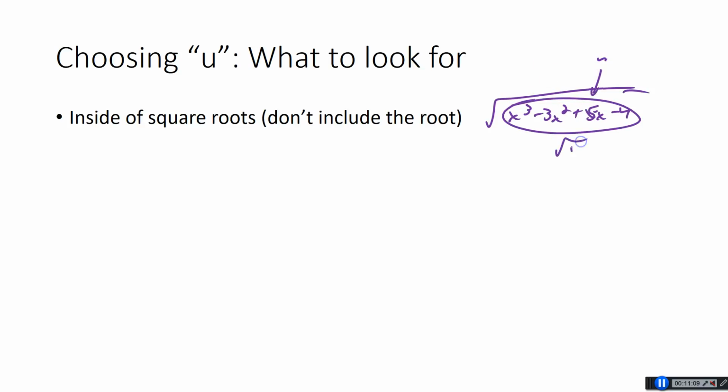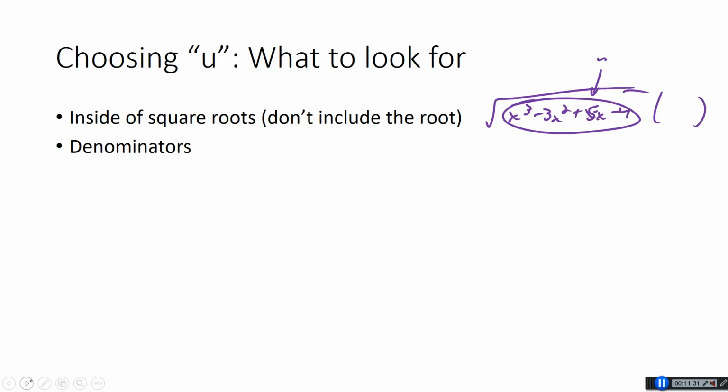Then you would end up just with root u, and hopefully you would have the 3x squared minus 6x plus 5 multiplied next door so that you could use that for u substitution. Because square root of u is easy to integrate, right? If you include the root, then you have to deal with the 1/2 coming to the front, the negative coming up to the top. It's way too much more than you want to deal with. So I just choose u's that are underneath roots.